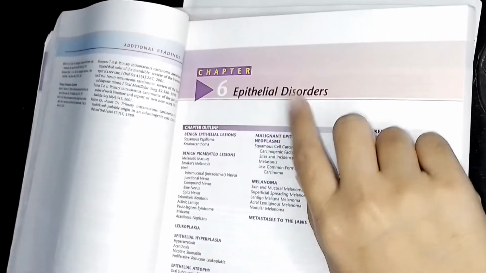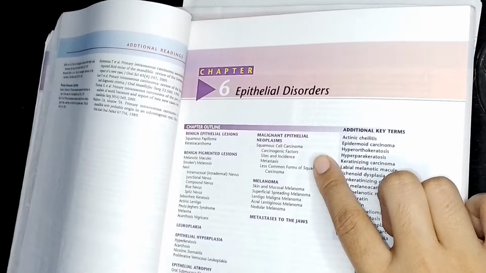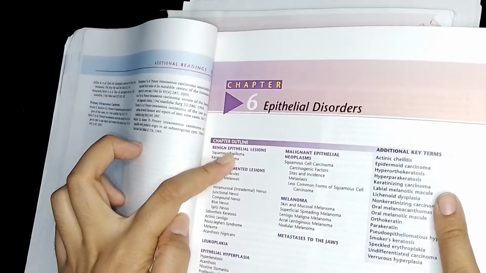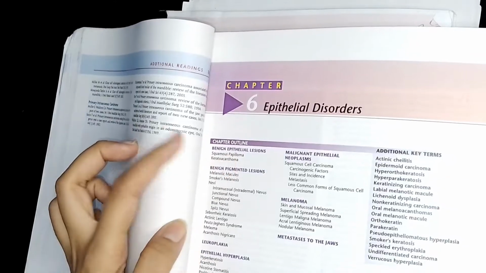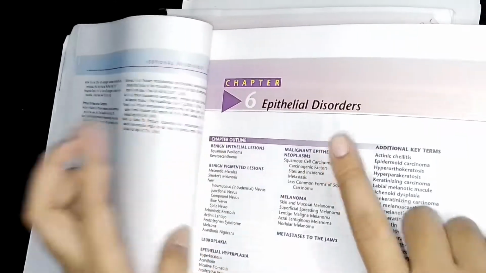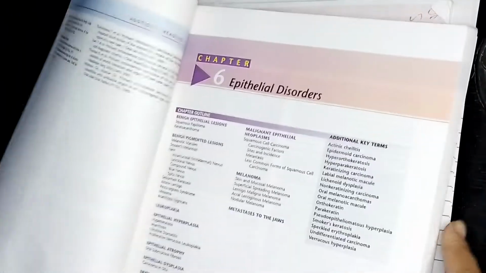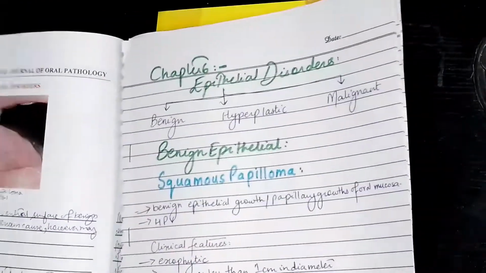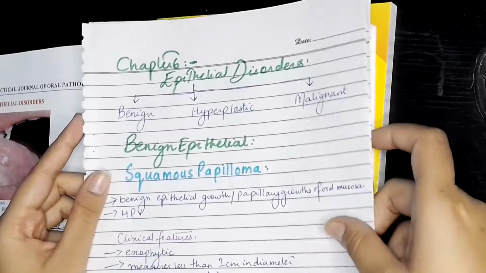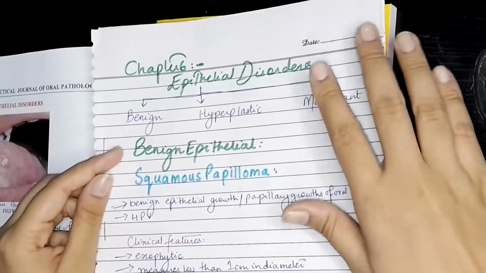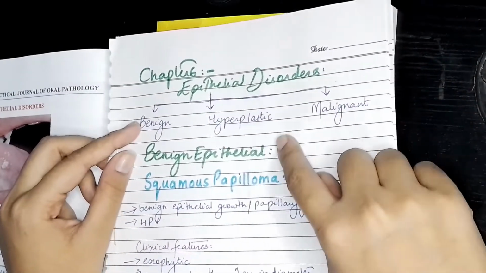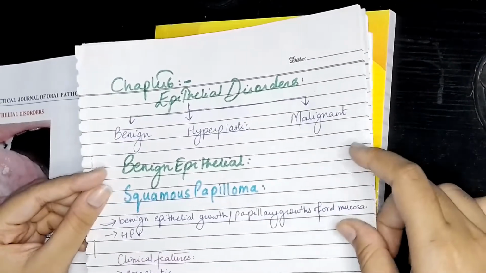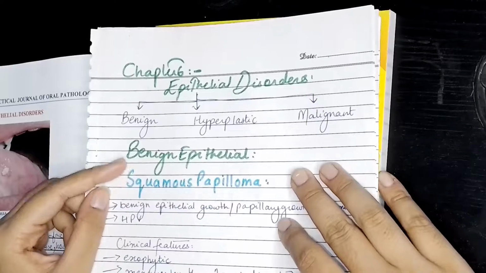which is on epithelial disorders. We will be covering benign epithelial disorders, hyperplastic and malignant. So let's start with benign. Benign, hyperplastic and malignant are three types of epithelial disorders. Let's start with the benign epithelial disorders.